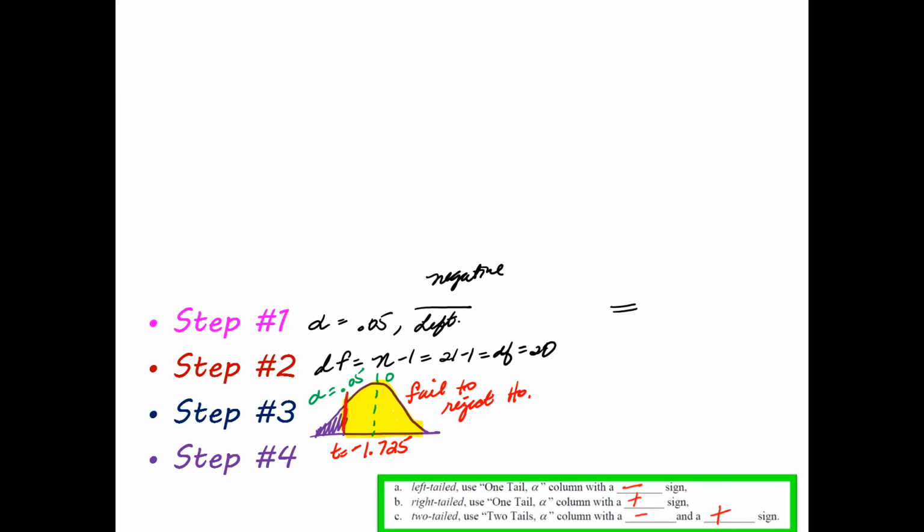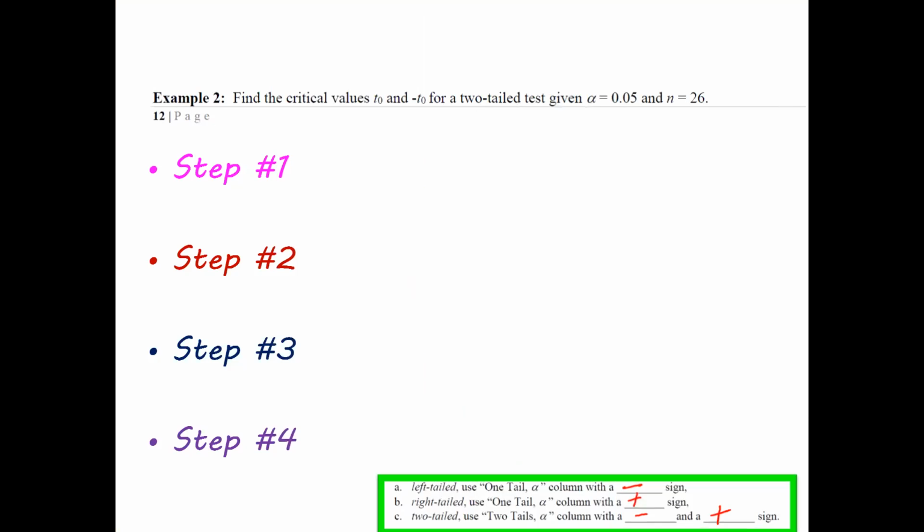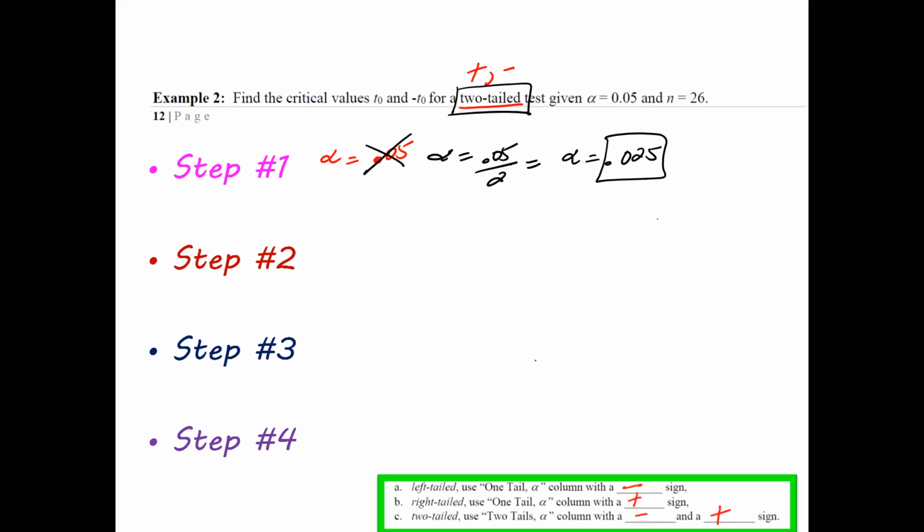All right, let's go ahead and take a look at example 2. Example 2 says find the critical value t sub 0 and negative t sub 0 for a two-tailed test. Remember, there's a positive and a negative. Given that the alpha is 0.05 with a sample size of 26. Looking at this, my alpha is 0.05, and you think that would be it, but guess what? Because it is a two-tailed test, you have to take the alpha of 0.05 divided by 2, which technically gives you an alpha of 0.025. So make sure you do that.